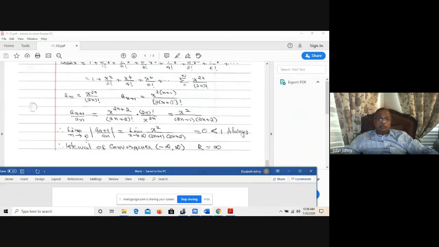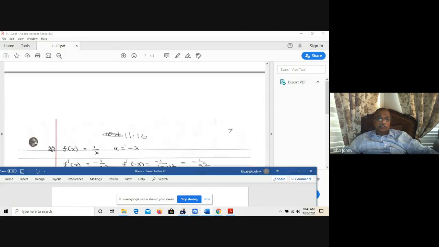The limit as n approaches infinity of the absolute value of a_(n+1) over a_n is equal to the limit as n approaches infinity of x squared over (2n plus 1) times (2n plus 2), which is 0. It's always less than 1. Therefore, the interval of convergence is negative infinity to infinity, and the radius of convergence is infinity.